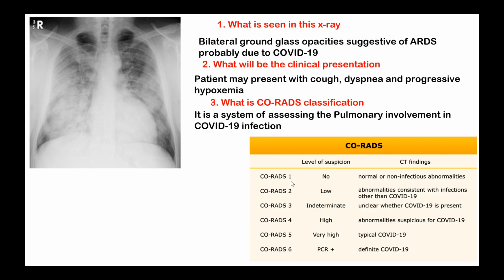Okay? So there are 6 grades. CO-RADS 1, 2, 3 are considered as not a classical COVID infection. Only 4, 5, and 6, along with the PCR and other clinical suspicions, with the CT findings of this sort of opacities, then you should say it as a typical and definitive COVID. What is the mode of treatment for this?